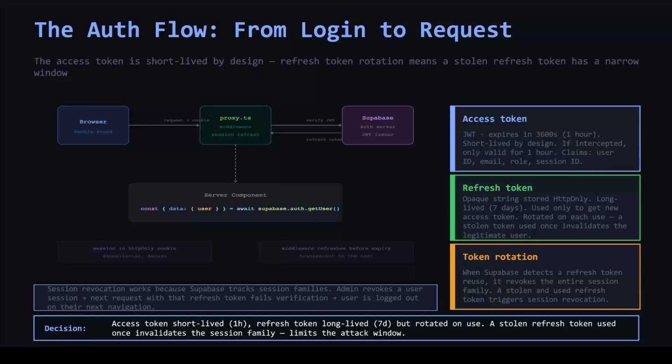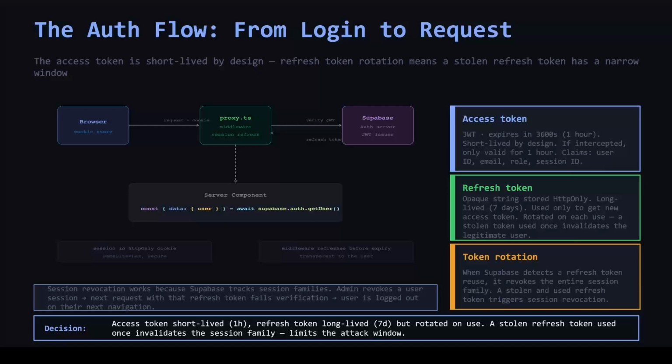The refresh token is an opaque string stored as an HTTP-only cookie with a 7-day lifetime. It's used only to obtain new access tokens, and it's rotated on each use. Rotation is the critical security property.